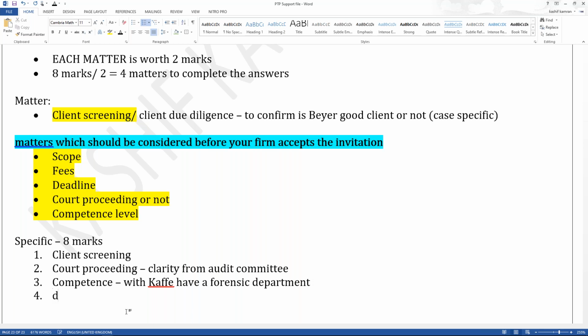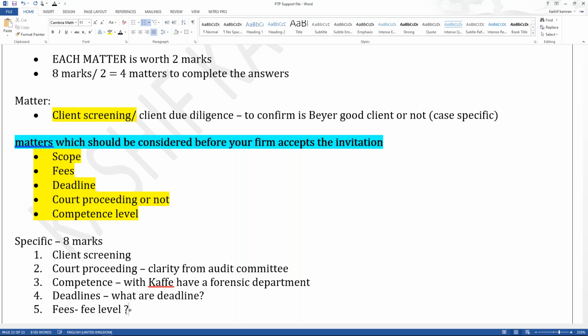We can ask management about deadlines because deadlines are not given in the case study. We can ask what the deadlines are before we accept the engagement. We can also discuss with management the fee level. Is the management willing to give us a good amount of fees? The fee levels can be discussed before we accept the invitation. If we get good fees, then we'll accept. If not, we'll not.